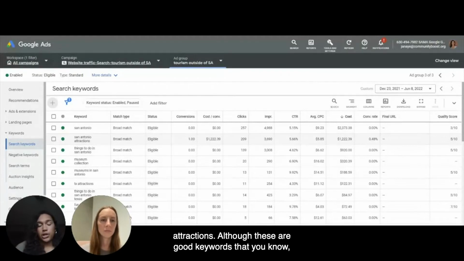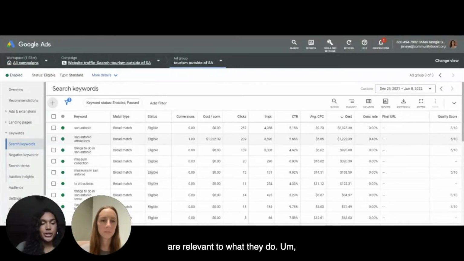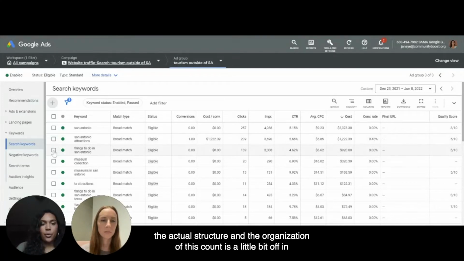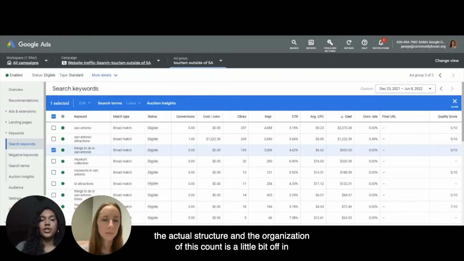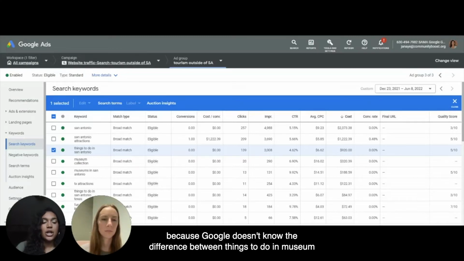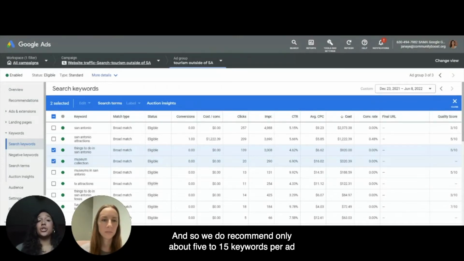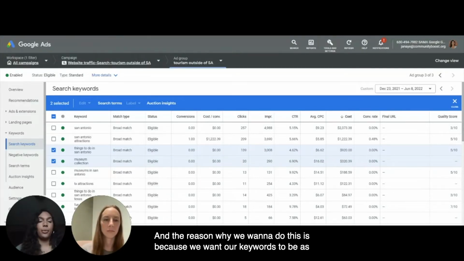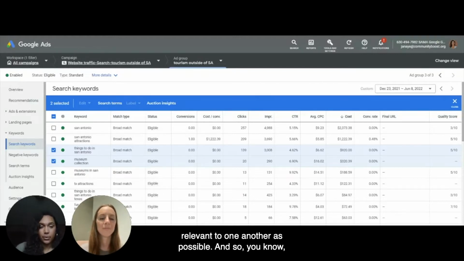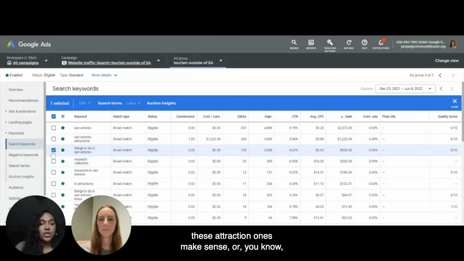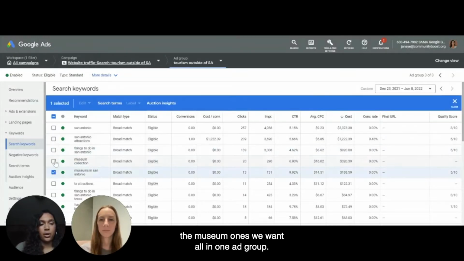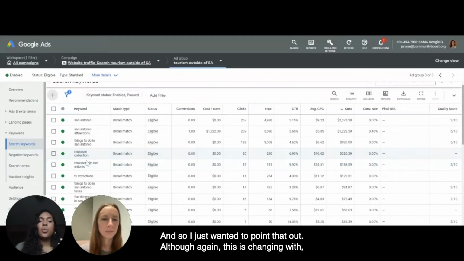Although these are good keywords that are relevant to what they do, the actual structure and the organization of this account is a little bit off in terms of Google's best practices, because Google doesn't know the difference between things to do and museum collection. It doesn't connect the two, although we might. And so we do recommend only about 5 to 15 keywords per ad group. The reason why we want to do this is because we want our keywords to be as relevant to one another as possible. So these attraction ones make sense, or the museum ones, we want all in one ad group. And so I just wanted to point that out.